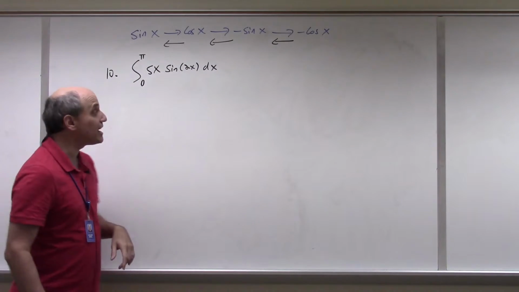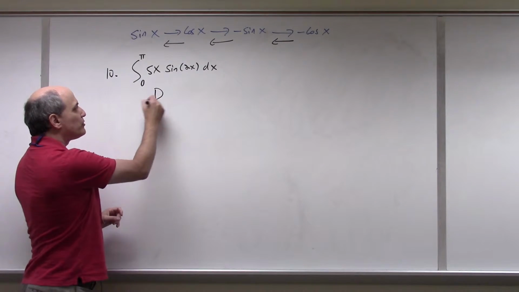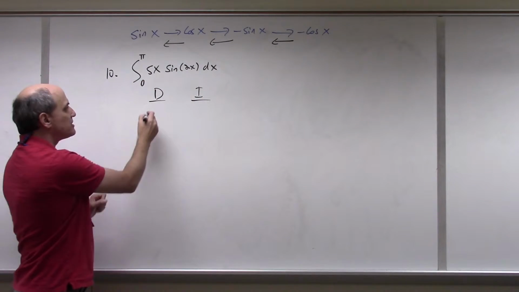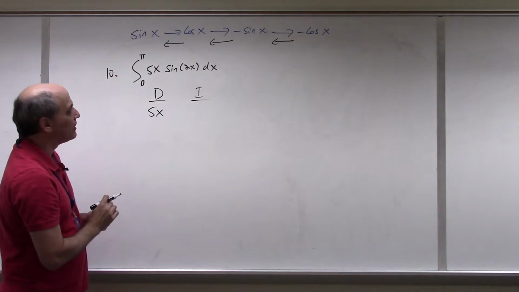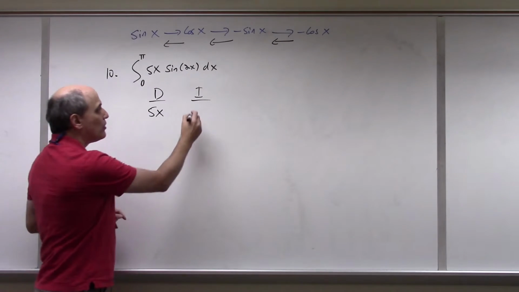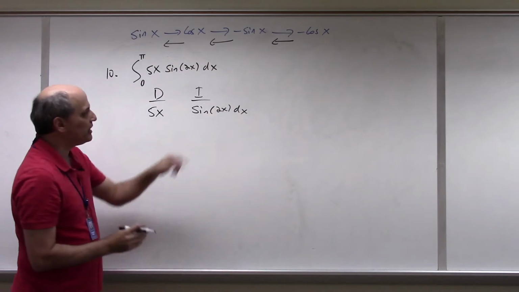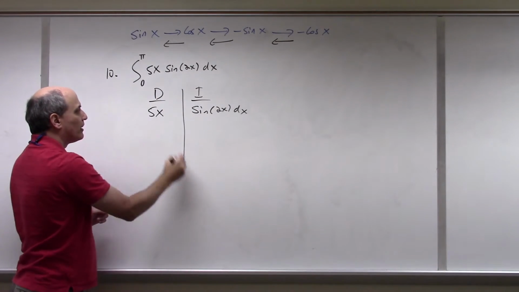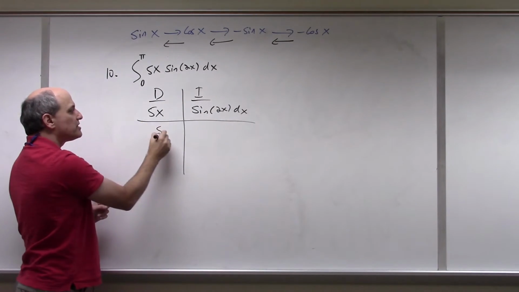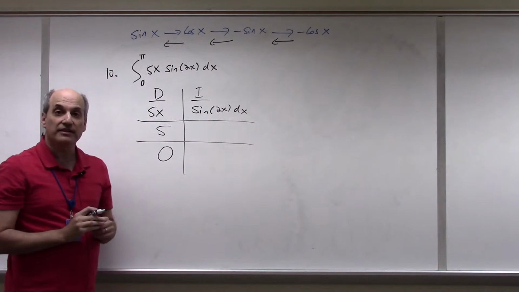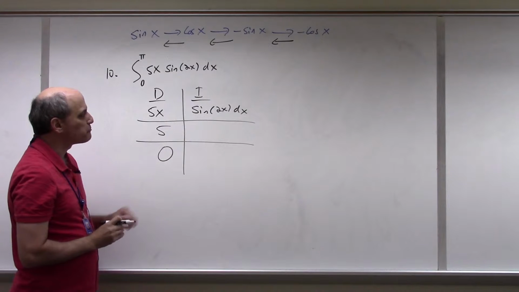All right, so let's do the same thing. Again, I have a derivative column and an integrate column. 5x is my polynomial, so sine of 2x dx will be what I integrate. The derivative of 5x is 5. The derivative of 5 is 0. I got to 0, I can stop.